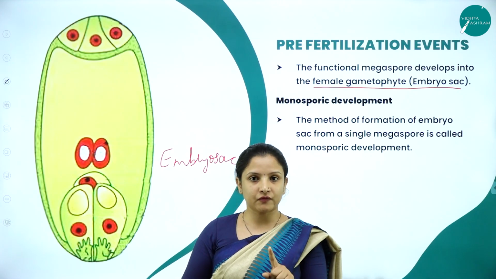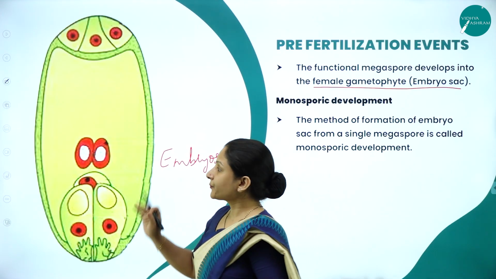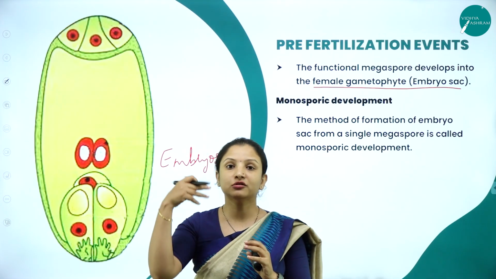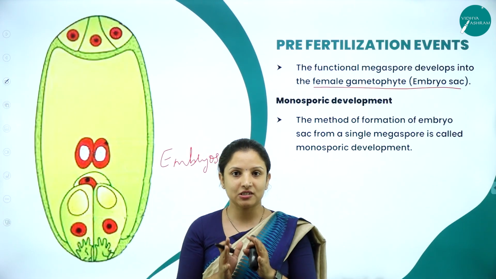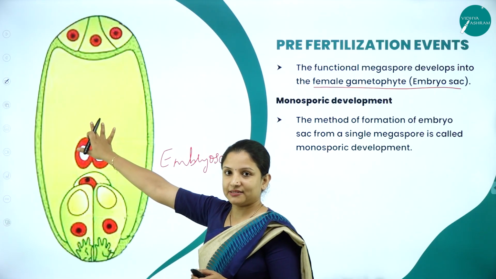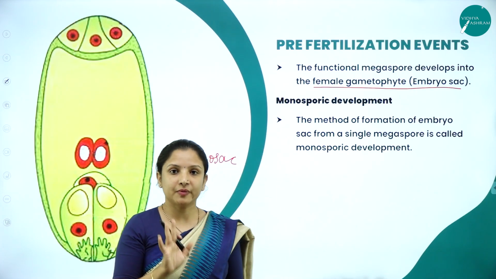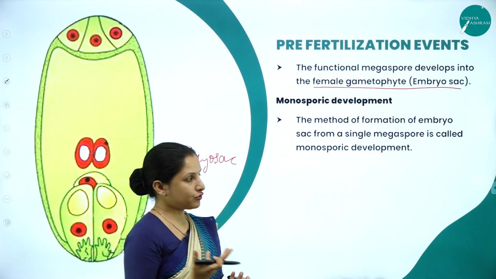That functional one will later develop into the embryo sac. Now the embryo sac is also mature, and the matured pollen grains are released by the anther. The only thing that has to happen now is fertilization, that is, the fusion of the egg present in the embryo sac with the male gamete present in the pollen grain. So that is megasporogenesis.